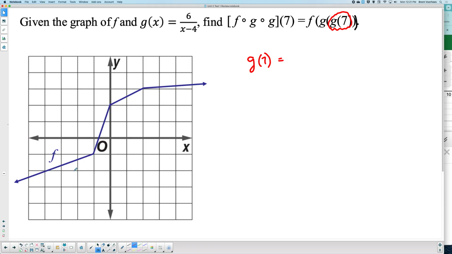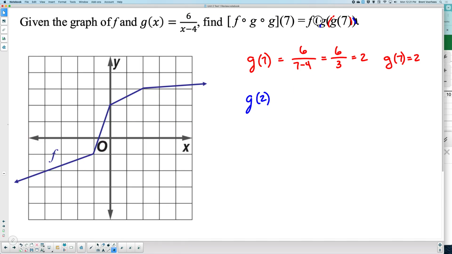If I'm plugging 7 into g, do I look at the graph or do I look at the equation? Equation. I plug it in there. So it's 6 over 7 minus 4. 7 minus 4 is 3. And what is 6 divided by 3? Okay, so if g of 7 equals 2, what do I now do? Plug that into g. So if g of 7 is 2, I'm now going to plug that into this g. So now I'm going to g of 2.